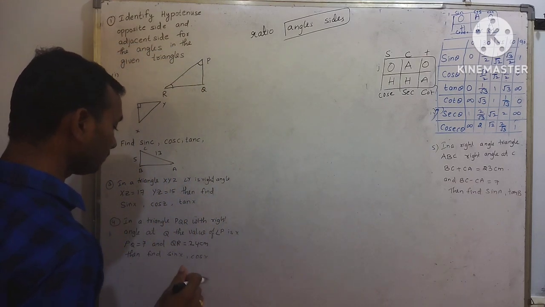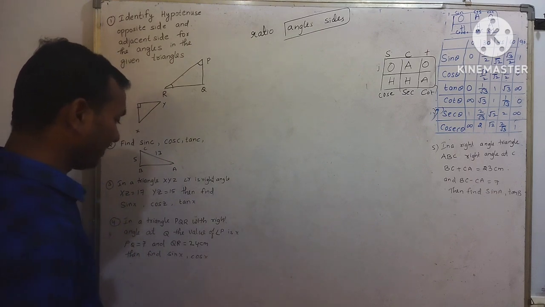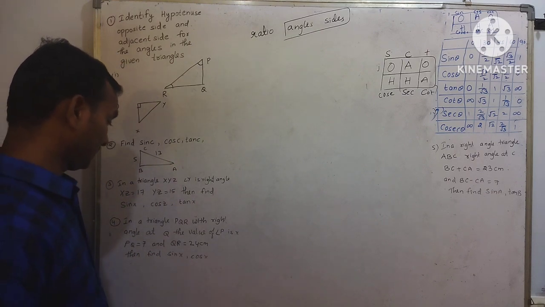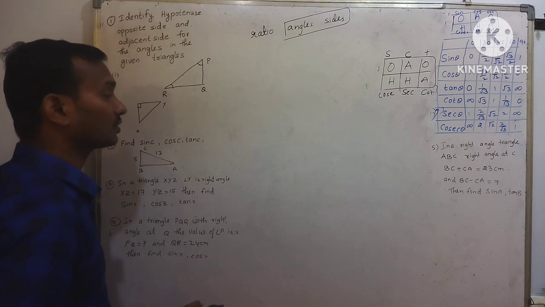Next, in a triangle PQR with a right angle at Q, the value of angle P is x. PQ is 7 and QR is 24 centimeters. Then find the value of sin x and cos x.